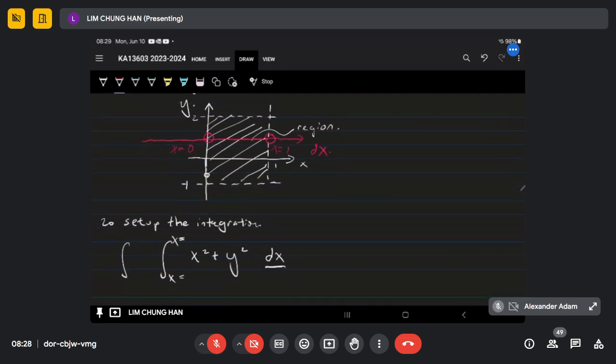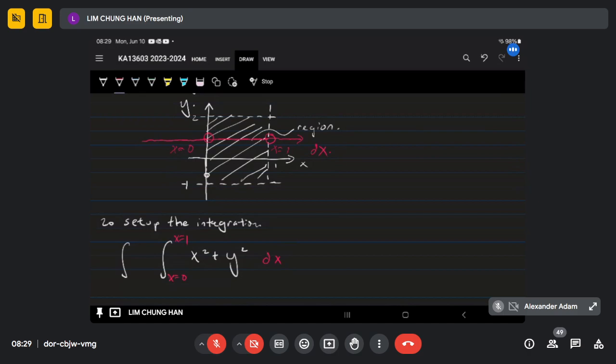Therefore, your limits are the first one and the second one. That's how you get your limits of integration. This is very important. Later on, you will rely on this a lot.